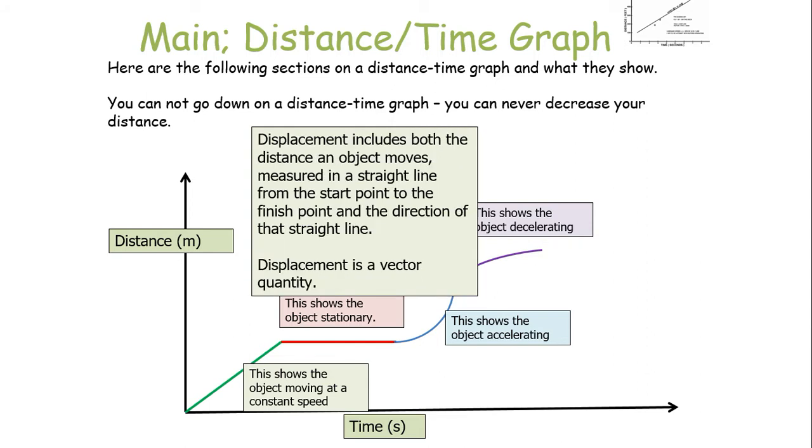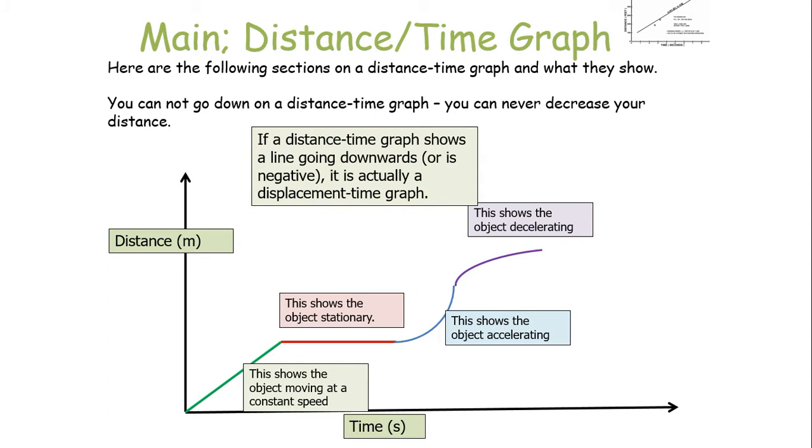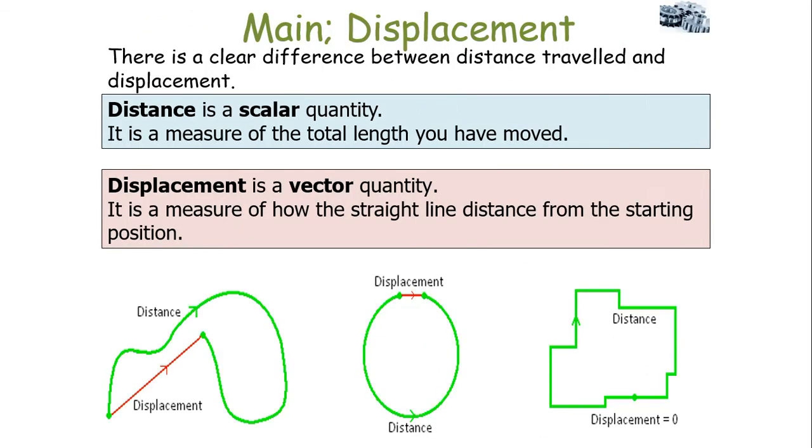So the quantity that can change in terms of this is displacement, because that involves both the distance an object moves, which is measured in the straight line from the start point to the finish point of a journey, and the direction of that straight line. Now displacement is not a scalar, it's a vector quantity, so it has a direction. So if a distance time graph shows a line going downwards, or in fact a negative, it's not a distance time graph, it's in fact a displacement time graph. So there's a clear difference between distance travelled and displacement.